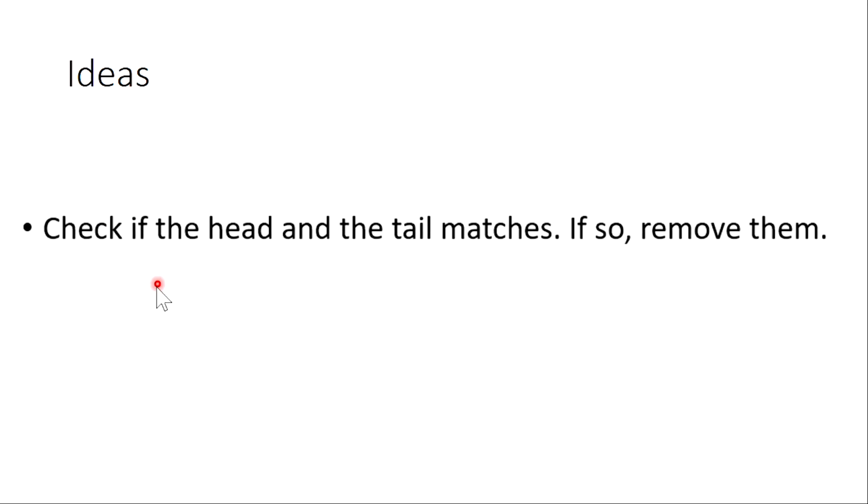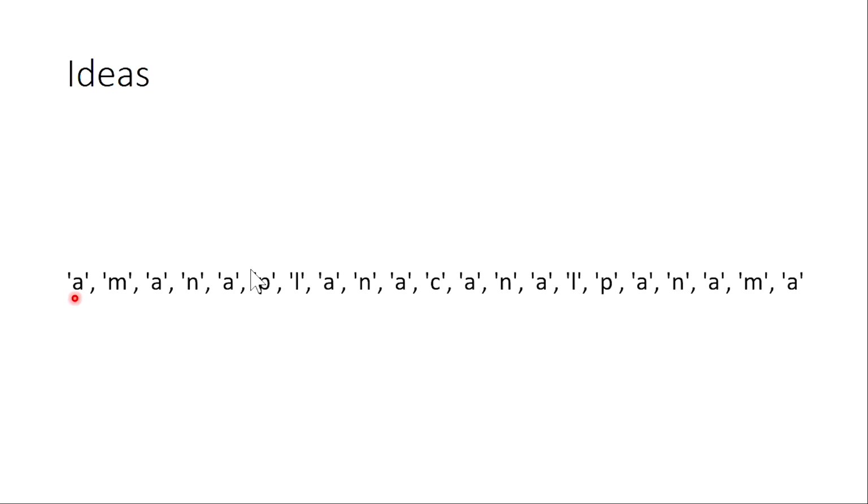Then we're going to check if the head and the tail match. If so, we remove them, because to be a palindrome, the head and the tail have to be the same. For example, here's the A, MANAP, whatever, to the end, MA. First you check the first one, which I call the head. The head is A, the tail is A. They match, so you can remove them. Now you check again: the head becomes M, the tail is also M. Again the same, remove. Then check again the head A, the same, remove.